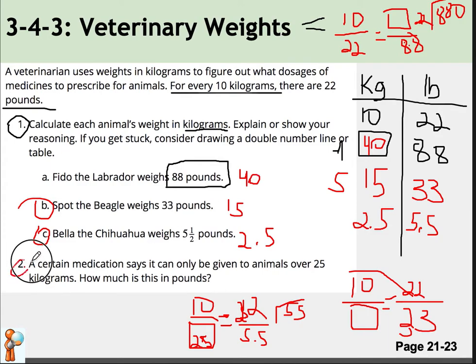And let's look at question number 2. I'm going to change my pen color for you. A certain medication says it can only be given to animals over 25 kilograms. How much is this in pounds? So now we need to convert this into pounds. But wait, how do I know? Well, we can use the same formula. So we know that 10 kilograms over pounds is 10 over 22.